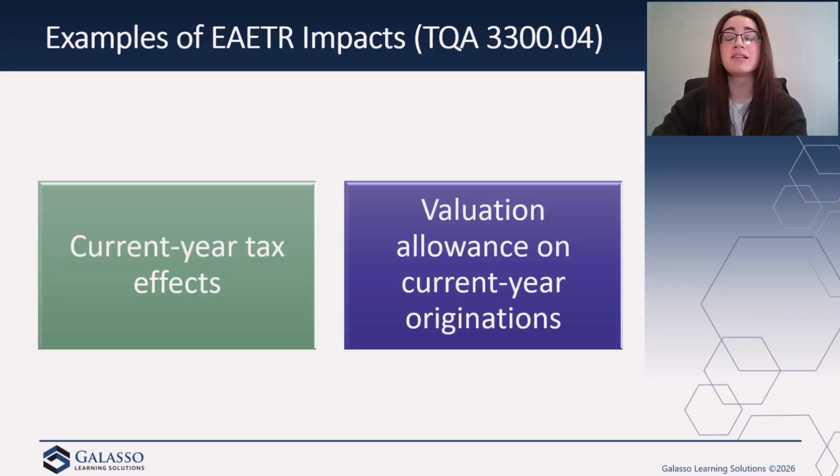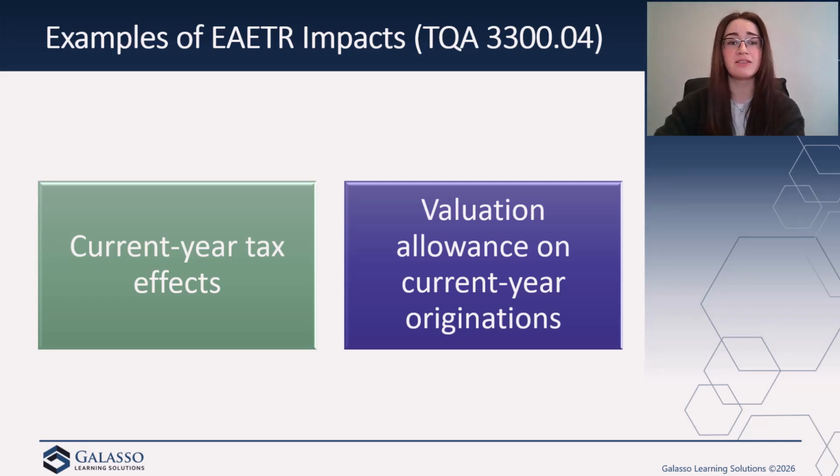Companies must evaluate OB3's provisions, including, once again, those elective provisions, to determine which effects are discrete, which we already discussed, versus what is going to be considered EAETR. Examples of those would be what you see right here.